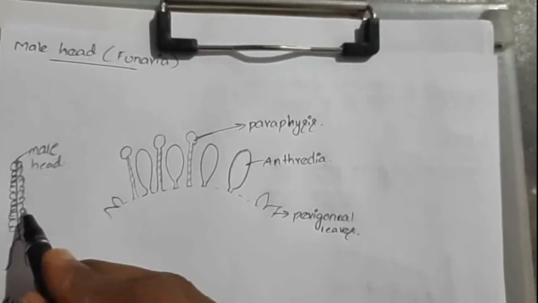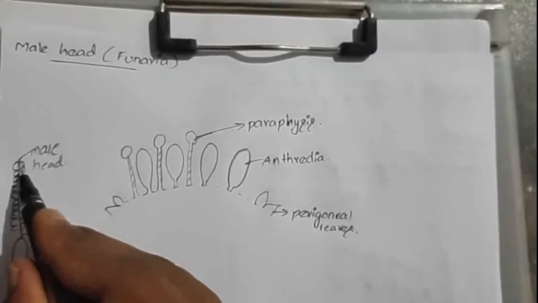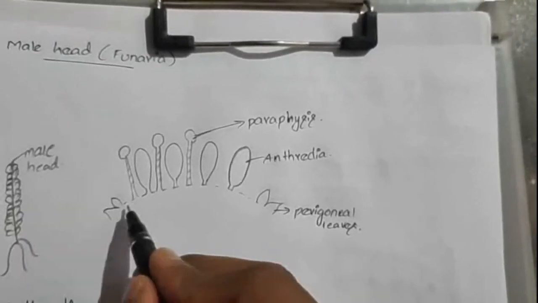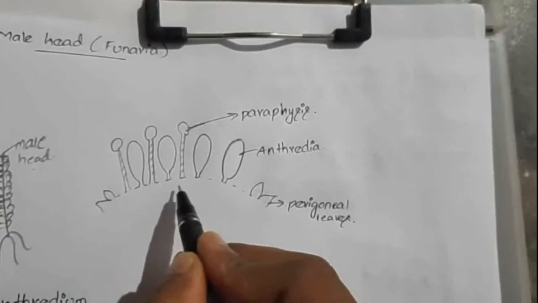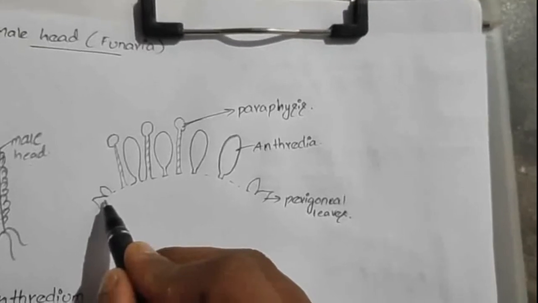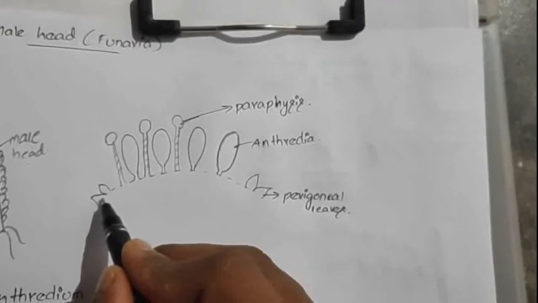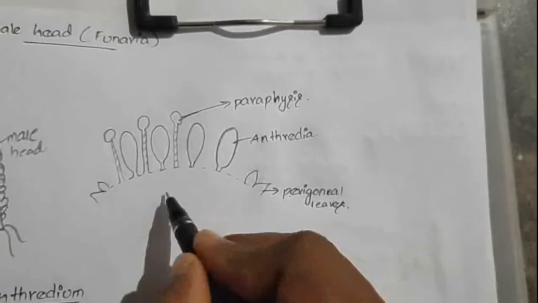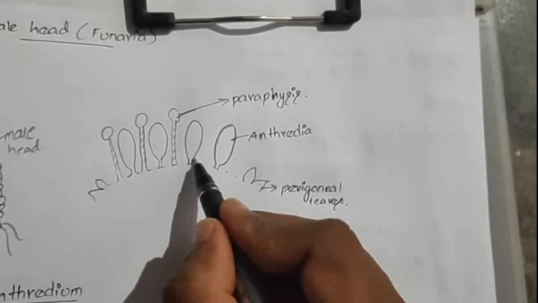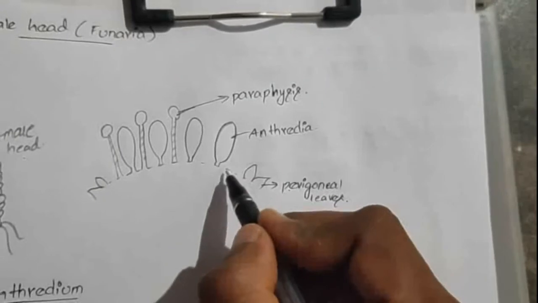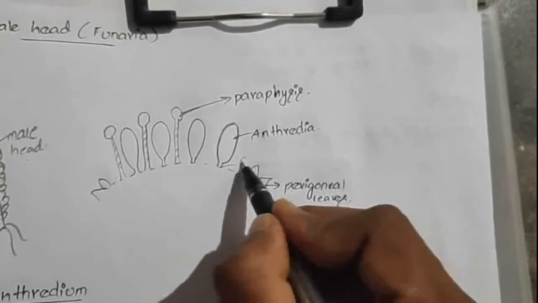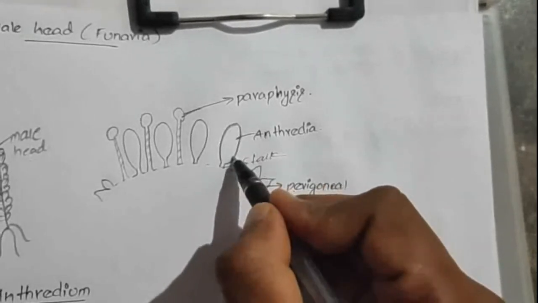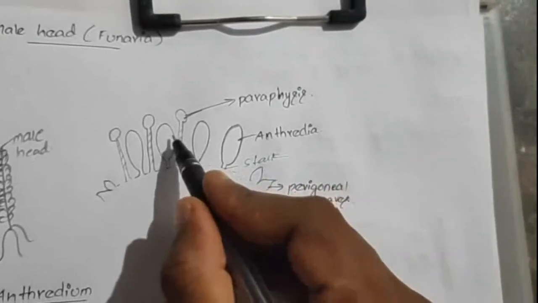On the male branch, the tip is known as the male head, where the male sex organs are seen. At the male head, the tip is a convex bulge-shaped body, and at the ends it is surrounded by leaf-like structures known as perigonial leaves. These help in protection. And at the convex part, we will see antheridia and paraphysis. The antheridium has two parts, the stalk, which is attached to the convex part, and a bulge-shaped body known as the antheridium, and the paraphysis.